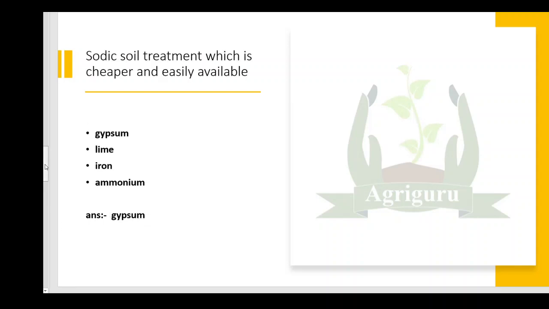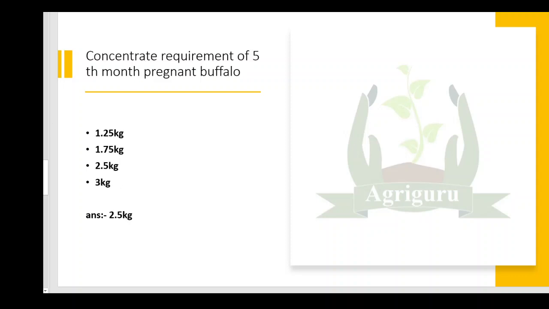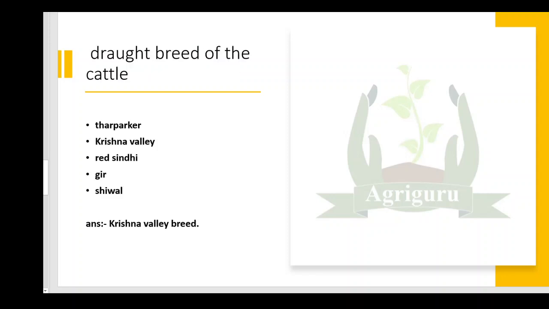Then another direct question from soil science. Sodic soil treatment, which is cheaper and easily available. Obviously, it is gypsum. Sodic soil means very saline soil. It is amended by gypsum. Sterile female honeybee are the worker bees. Next question. Concentrate requirement of 5th month pregnant buffalo. It is 2.5 kg.